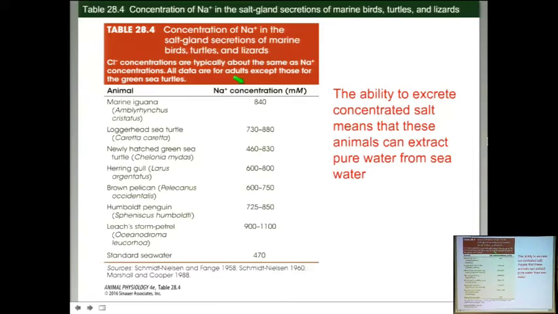And this is important because the ability to excrete the concentrated salt means that they can extract pure water from seawater. And if you look at the concentrations of sodium in the exudate, you see it's very, very high. Remember, in the ocean, here's standard seawater, 470 or so. We've seen around 500 millimolar for sodium concentration in seawater, and these are up to double the concentration by the salt gland. And it's in birds, turtles, and lizards.